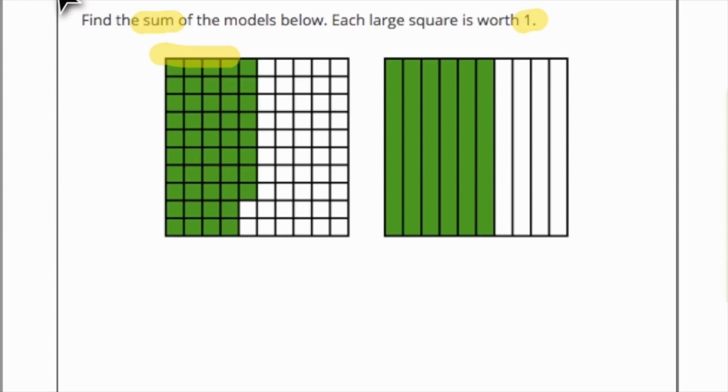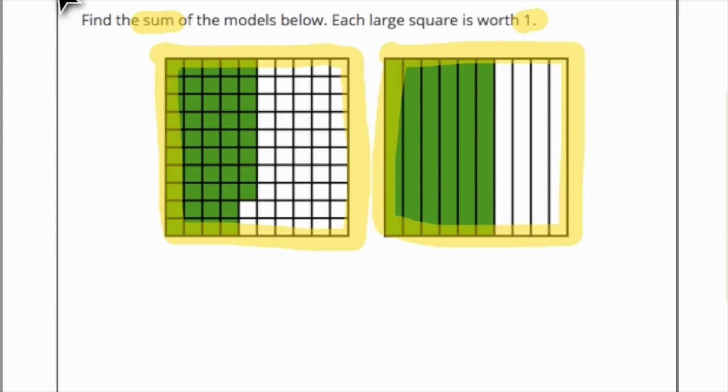So this whole entire square is worth 1 whole. This whole entire square is also worth 1 whole. So clearly, we have a number less than 1 plus a number less than 1, because only part of this large square is filled in. Those numbers are decimals because they're less than 1 but more than 0. So let's go ahead and look at what these decimals actually are.